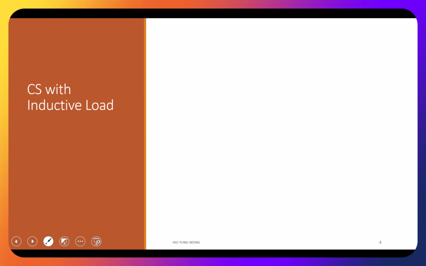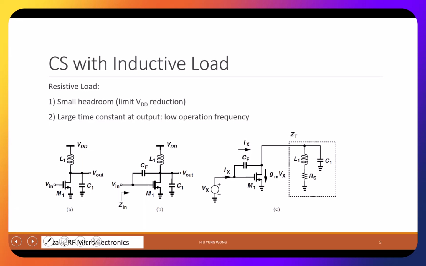Using a common source amplifier with inductive load. So again, why is this common source? Because the input is at the gate, right? This is the source, this is the drain. The input is at the gate, the output is at the drain, so this is a common source. The load is the inductor L1 instead of a resistor.